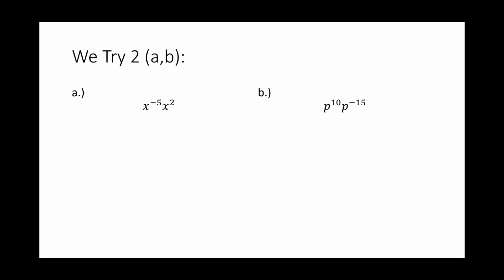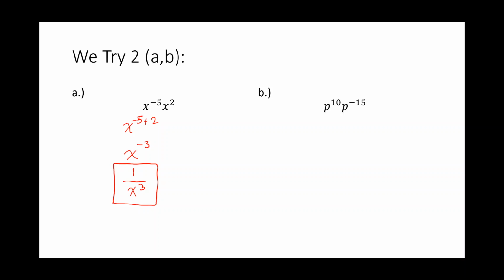Let's try these out. x to the negative 5th times x squared is going to be x to the negative 5 plus 2 power. Negative 5 plus 2, that's negative 3. The negative 3rd power. My last step, I don't want to have any negative exponents in my answer, so that's going to be 1 over x to the 3rd power as my answer. And I'm done. Let's take a look at letter B.